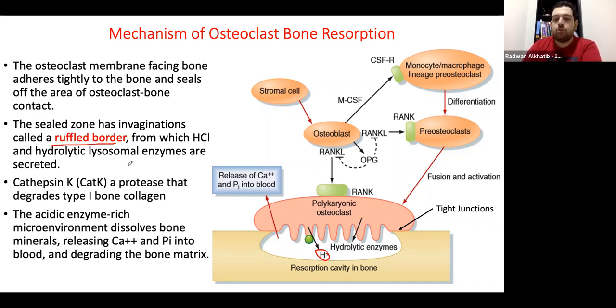So the hydrogen will remove all the calcium and phosphate, and then basically the cathepsin K enzyme will eat up the protein part of the bone. Okay, and then this area entirely will be destroyed. So I think this slide is very clear. We have been talking about this for the entire past 15 minutes.